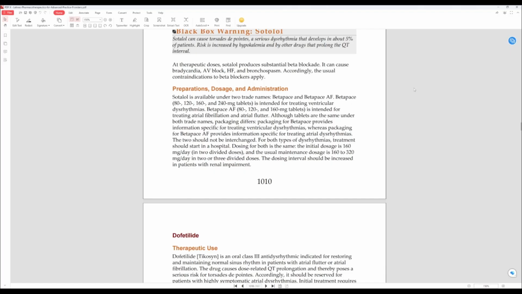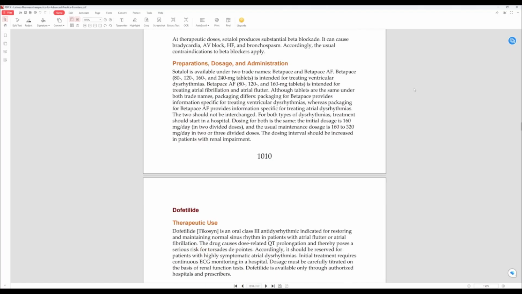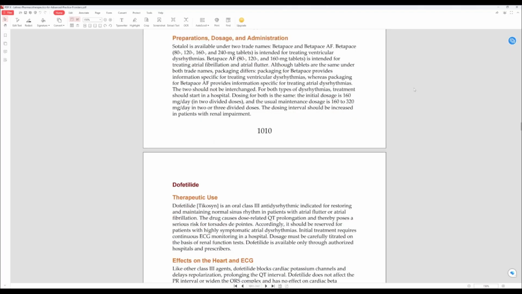For both types of dysrhythmias, treatment should start in a hospital. Dosing for both is the same. The initial dosage is 160 milligrams per day, and the maintenance dose is 160 to 320 in 2 or 3 divided doses. The dosing interval should be increased in patients who have renal impairment.